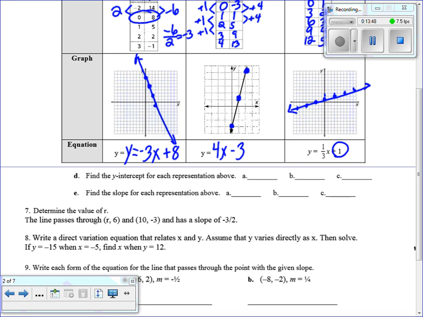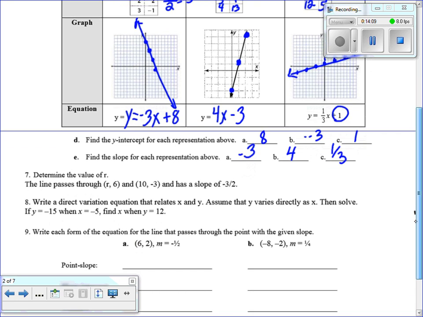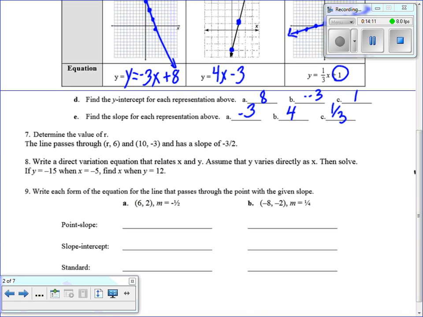let's find the y-intercept from each representation above. The y-intercept for A was 8, for B was negative 3, and for C was positive 1. And the slope for this one was negative 3, the slope for this one was 4, and the slope for this one was 1/3. So let's determine, this one says find the value of r when the line passes through (r, 6) and (10, negative 3), and has a slope of negative 3 over 2.